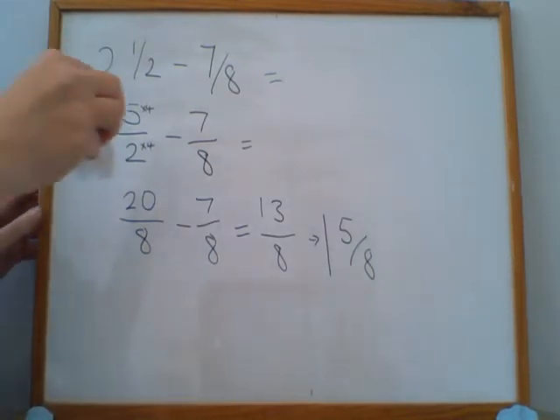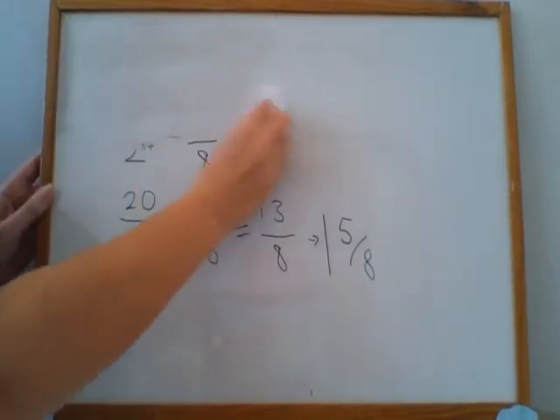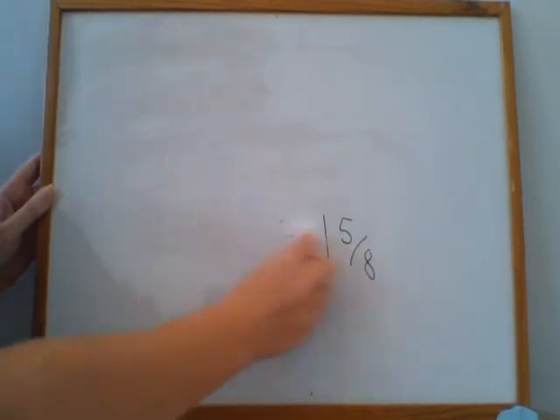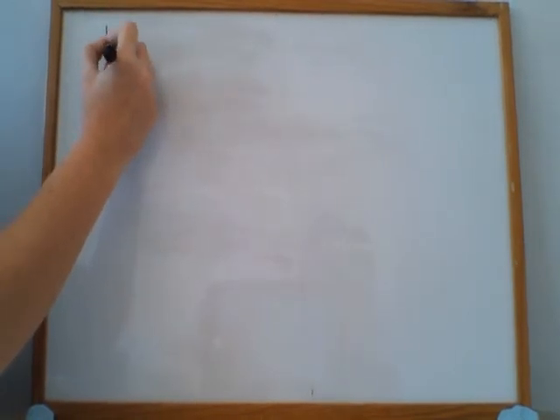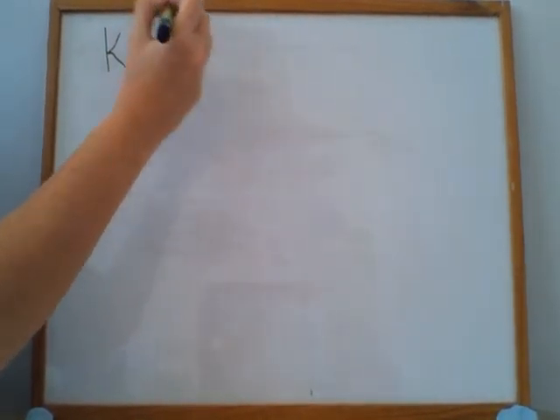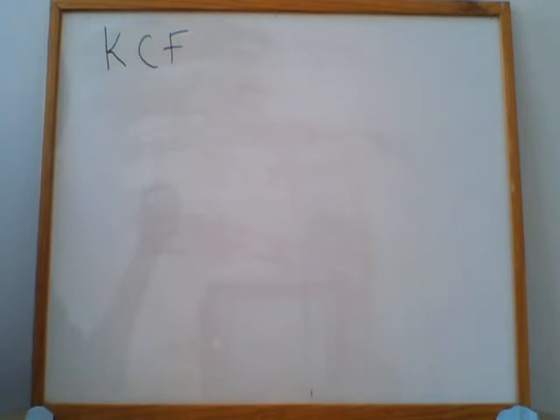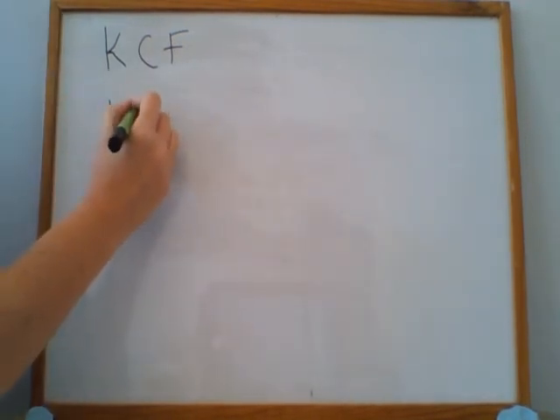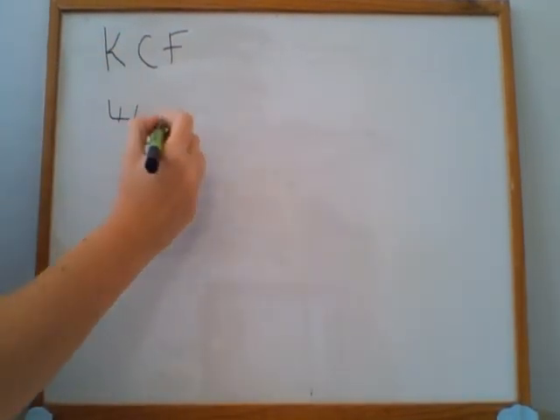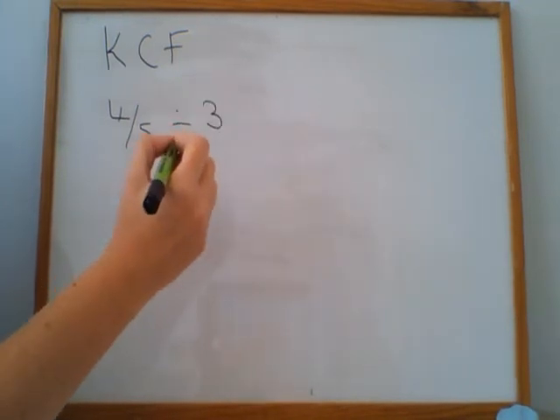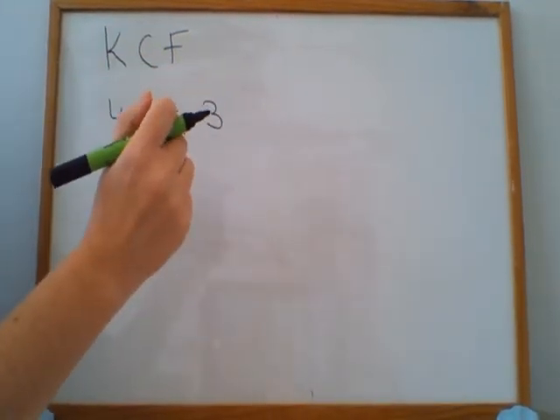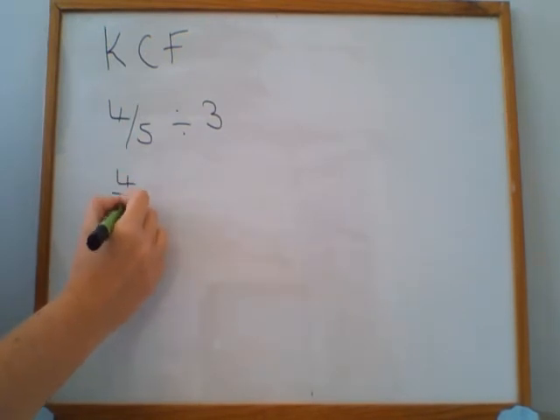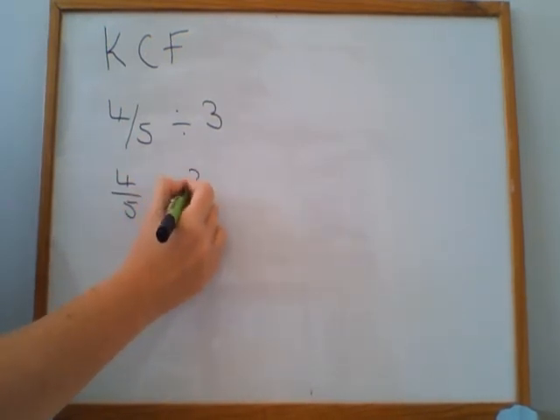Number 9, we've got a fraction division. Okay, so when we divide fractions, we should all be thinking of these letters, K, C, F, or some of you say KFC, depending on how you remember it. So 4/5 divided by 3. Before I even look at these letters, I need to change this one into a fraction. So 4/5 divided by 3/1.